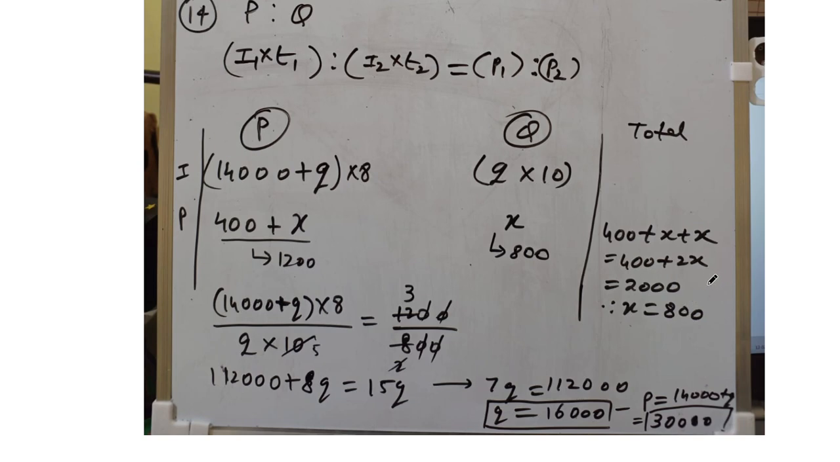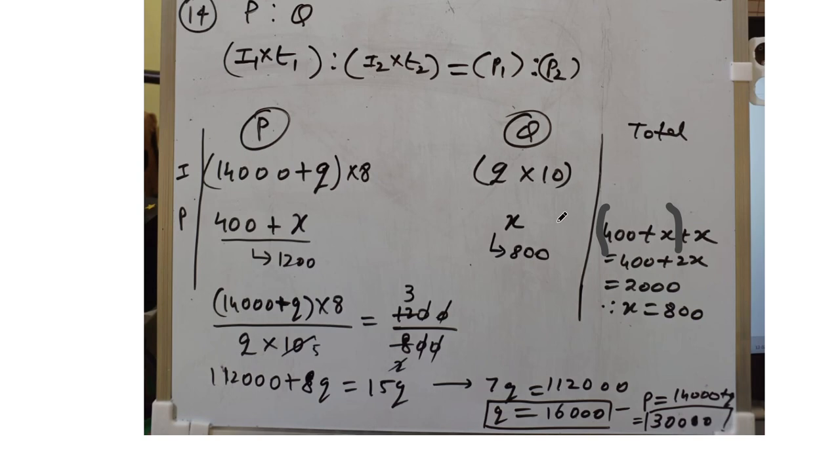So what we can say, 400 plus X is P's profit, and Q's profit is X. When we add both the profits, it should be equal to 2000, that is total profit. So when we calculate, 400 plus 2X is equal to 2000. When we calculate the value of X, we will get it as 800.